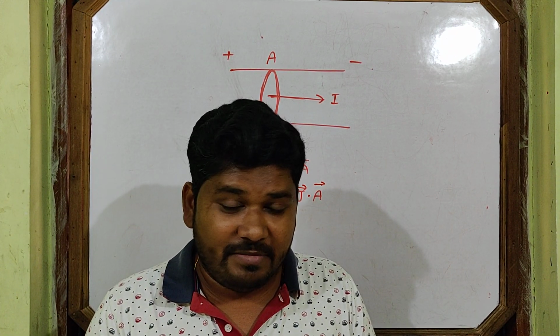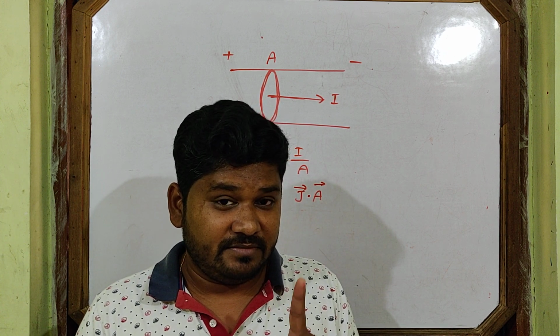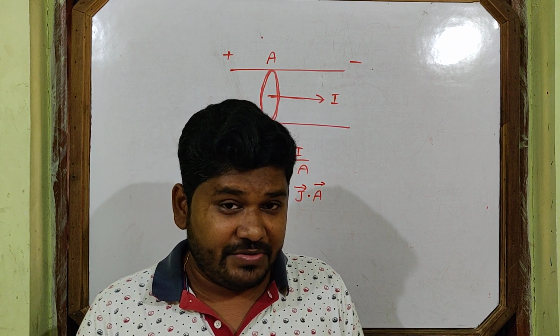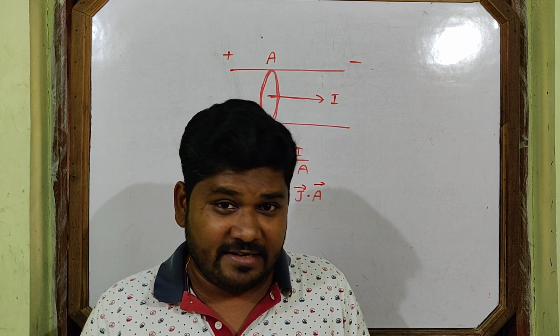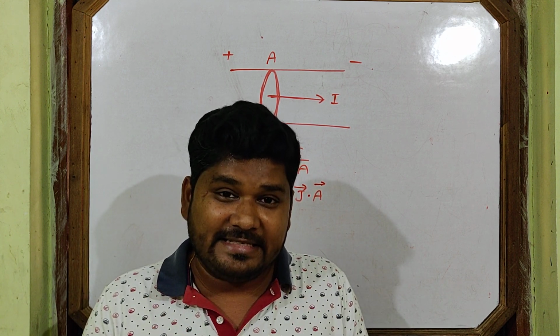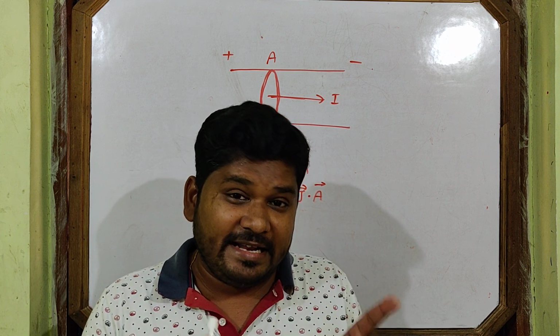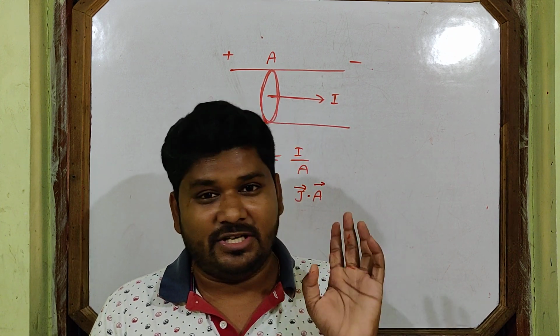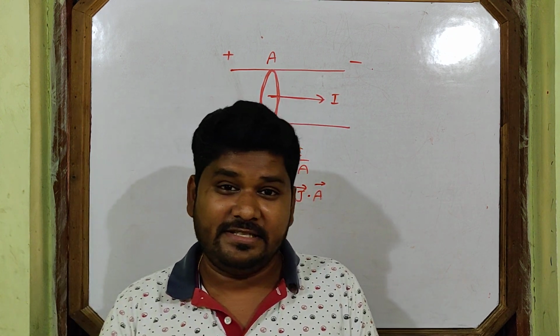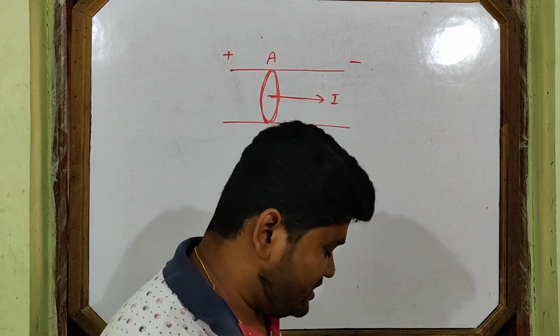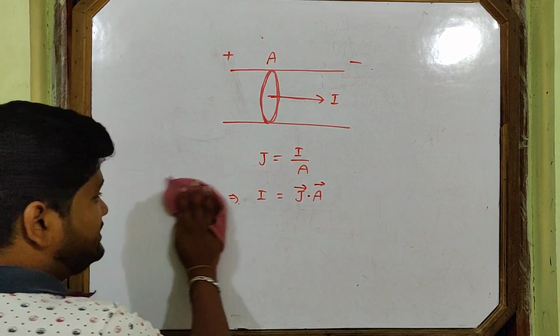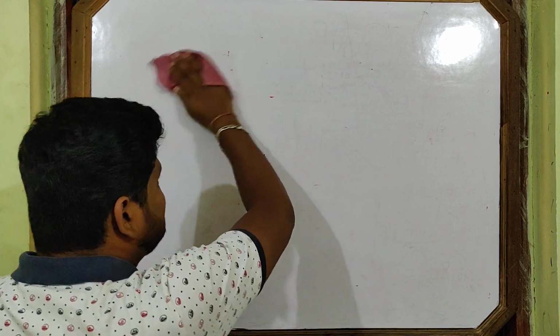So finally, you mark this one. Mark this sentence. You can also write this sentence in red ink. Current is a scalar, but current density is a vector. This sentence is important for you. Mark it clearly. Okay. So this is about current density.